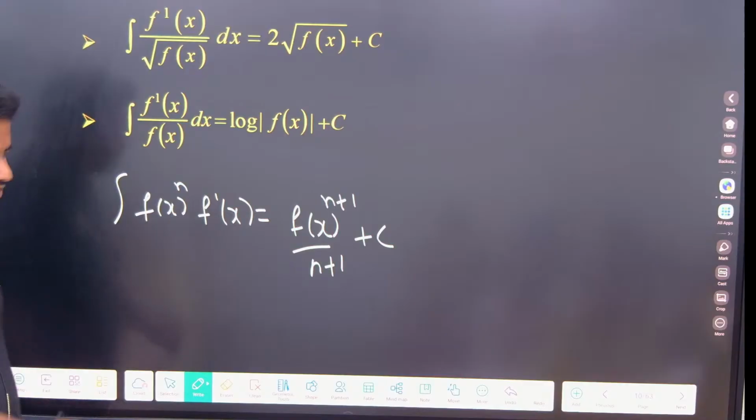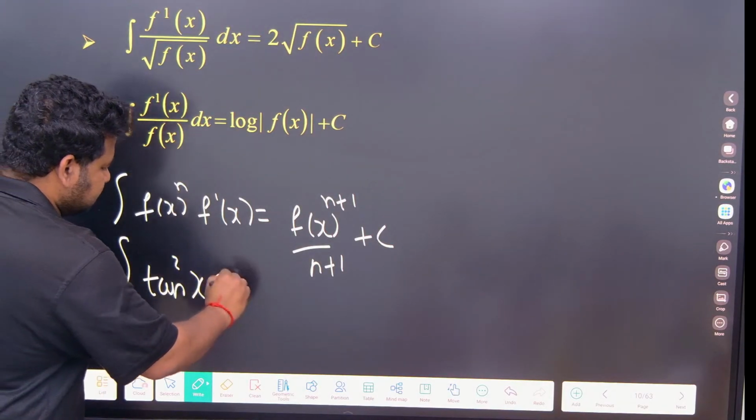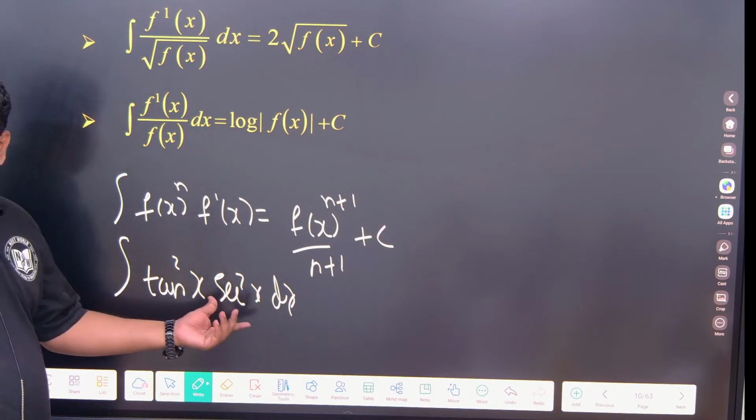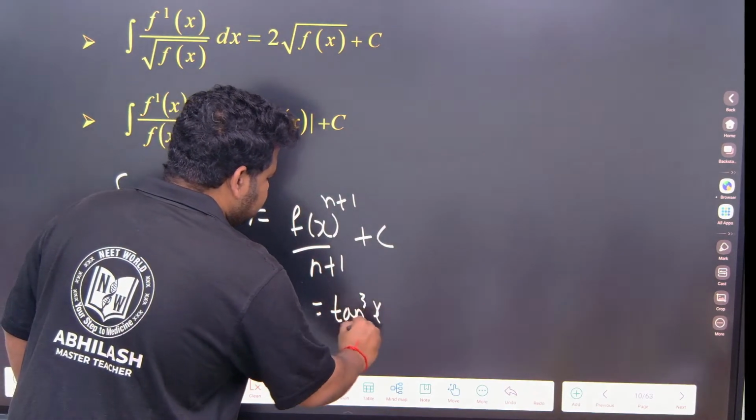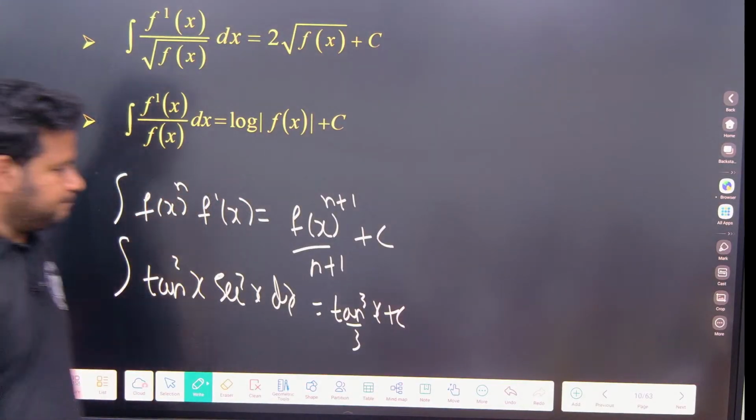For example, if you take tan square x into secant square x dx, what is it? The derivative of tan x is secant square x. So this can be written as tan cube x by 3 plus c. Correct? So this is of that form. Okay, clear?